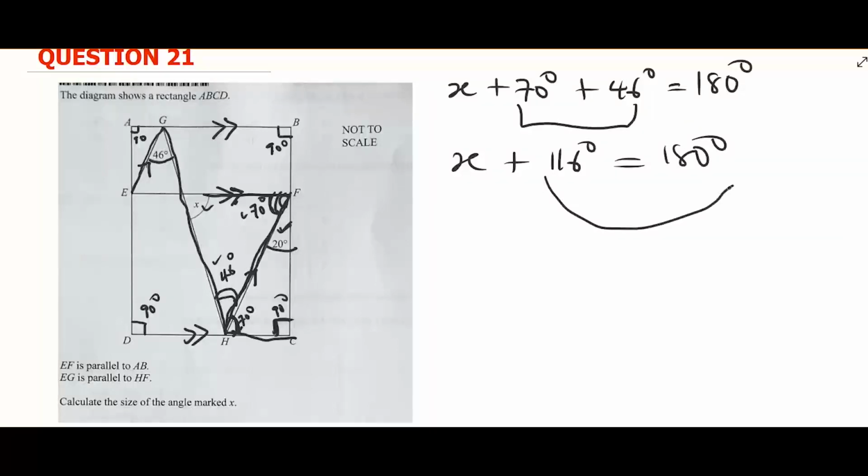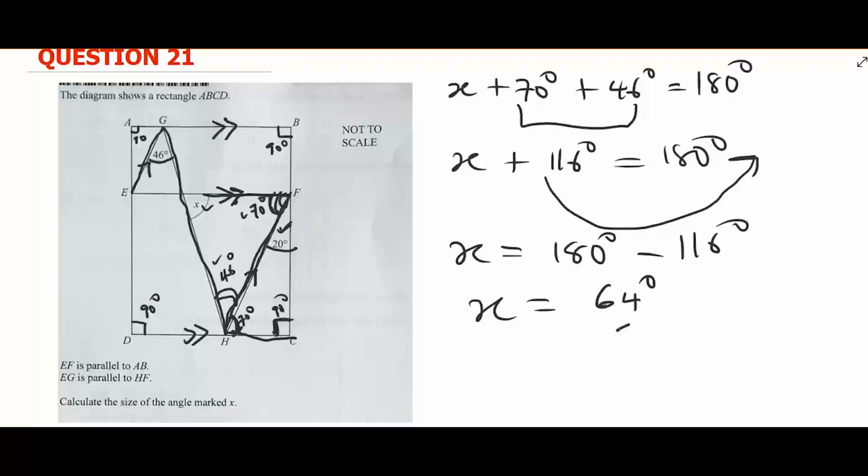So let's collect like terms. This one goes there and becomes negative 116 degrees. I have x equals 180 degrees minus 116 degrees, and x equals what? x equals 64 degrees. So that will be the value of my x there. That is pretty simple. So let's go to the next one.